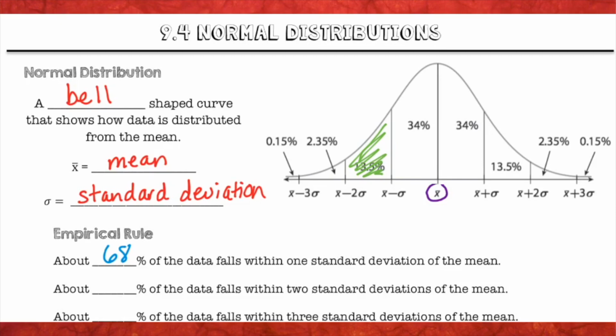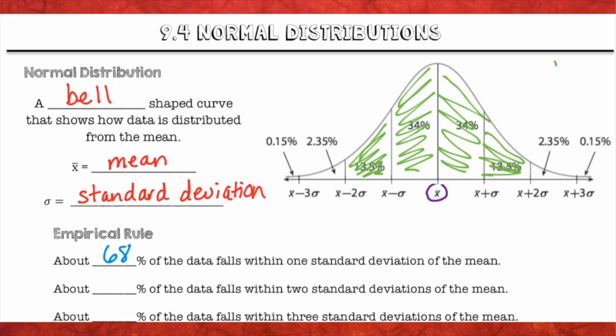However, you're going to do the second one away, then the one that's one away, and then to the right, and then to the left, one more to the right. So it's two away from each side. If we add all four numbers together, that would be 13.5 plus 34 plus 34 plus another 13.5. That would equal 95%. So about 95% of the data for this bell graph will actually be falling between two standard deviations away from the mean.